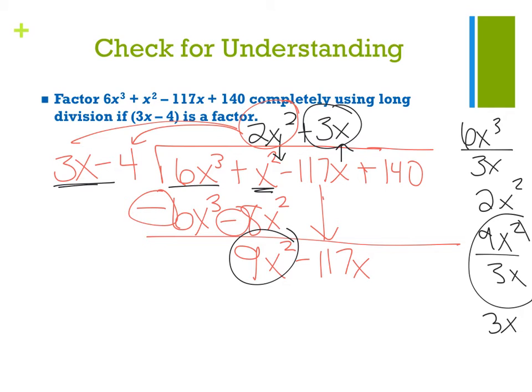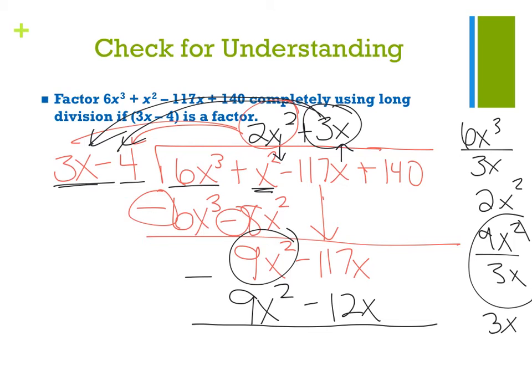And now this time I'm going to multiply 3x times 3x and 3x times negative 4. If I multiply 3x and 3x, I get 9x squared. 3x times a negative 4 is negative 12x. Again, I subtract my columns: negative 117x minus a negative 12x. The 9x squareds cancel here, but if I subtract negative 117 and negative 12, I end up with negative 105x. And I carry down the 140.